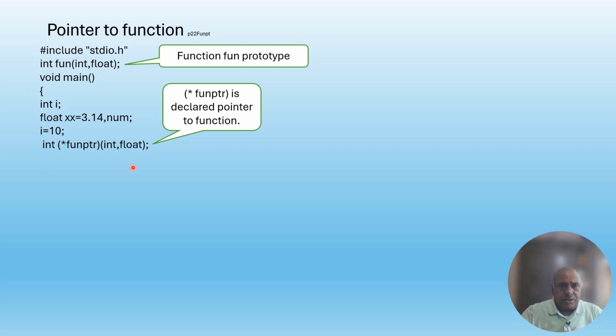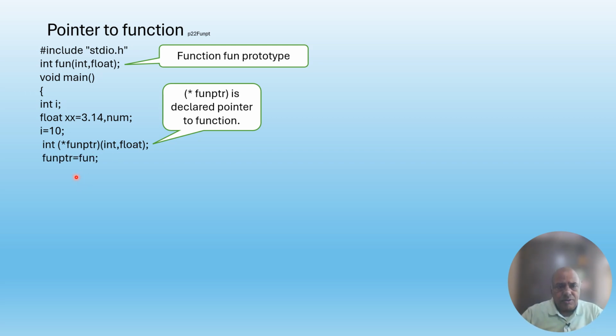How is funptr declared? We can see the peculiarity of this pointer declaration. What we are doing is just repeating the function prototype here, and the function name fun is being replaced with (*funptr) in brackets. So this is the way function pointers are declared. The name of the function is replaced by a parenthesis in which a star and the name of the pointer is written.